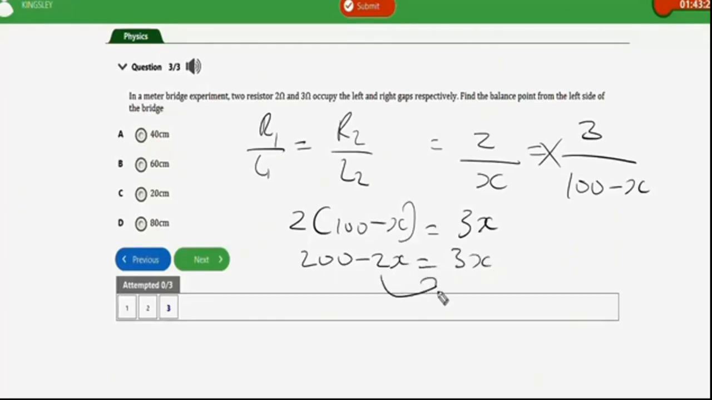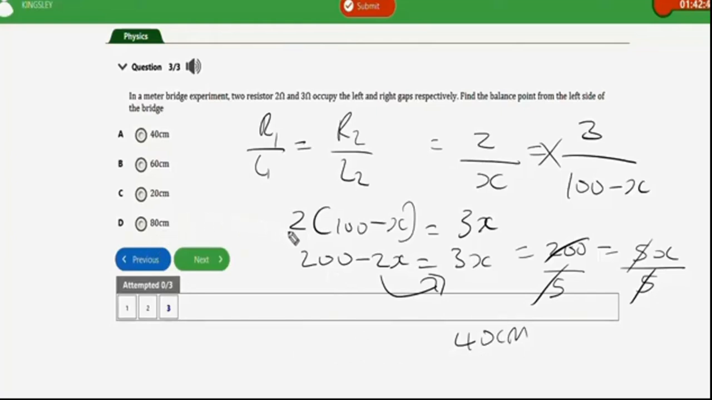Let's go like that. This crosses over and it will change to plus. We are going to have 200 equals 5x. So divide both sides by 5. Alright, so this will cancel itself. Our x will now be 200 divided by 5. We're going to have what? 40 cm. So our x initial length is what? 40 cm. The correct option to this question is option A. So it's as simple as this.